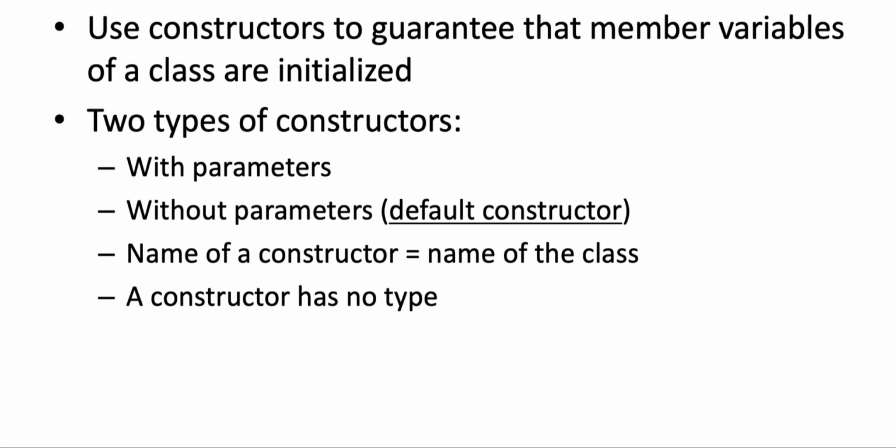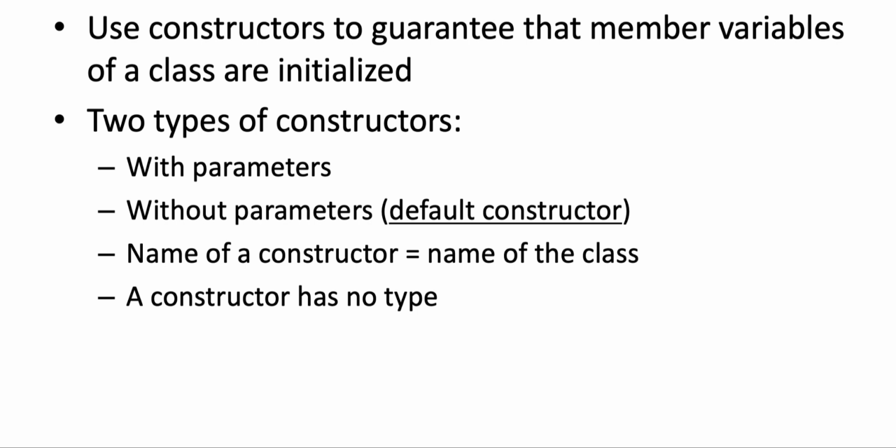Usually, when you want to initialize an object, you use a function called a constructor. We use constructors to guarantee that member variables of the class are initialized. The role of a constructor is initializing an object when creating an object. Constructors have some very specific properties. There are two types of constructors. One is with parameters and the other one is without parameters, which is actually the default constructor. This is the constructor that automatically gets generated by the compiler if you do not define yours.